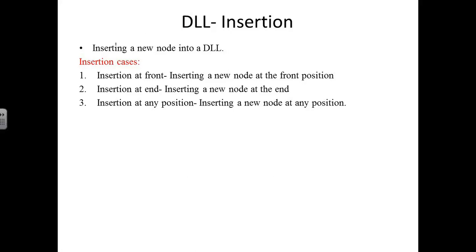So double linked list insertion, when we want to insert a new node into a list, then we will be going for this operation. Insertion has three cases. As with a single linked list: insertion at front, insertion at end, and insertion at any position. Insertion at front means the first element which we are going to insert into the list. Insertion at the end is inserting a new node at the end. And inserting at any position means at any place, we are going to insert a new node.